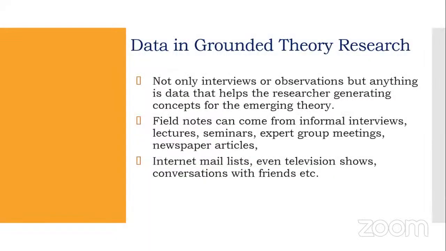Okay. Next comes, what is the kind of data that we use? So not only interviews or observations, but anything is data that helps the researcher generating concepts for the emerging theory. And it includes field notes that can come from informal interviews, lectures, seminars, expert group meetings, newspaper articles, etc., internet mail lists, even television shows, conversation with friends, etc. All these can comprise your data in grounded theory research.